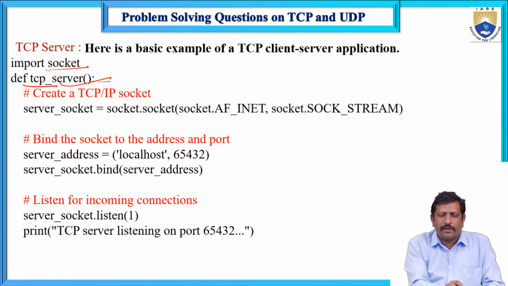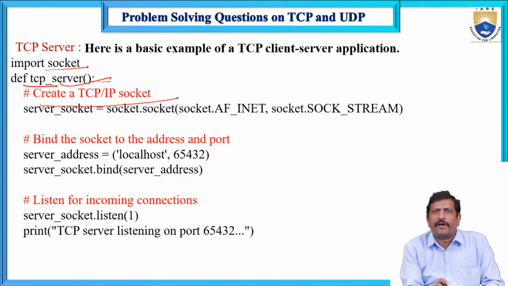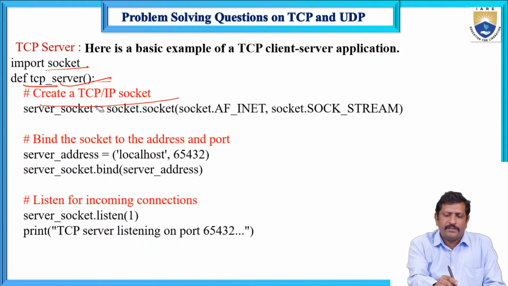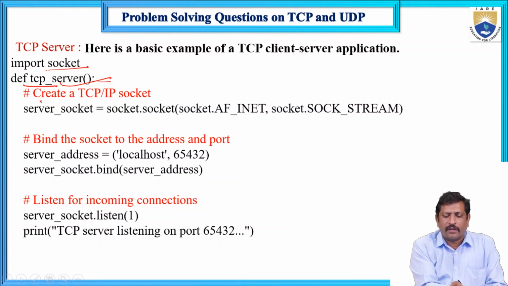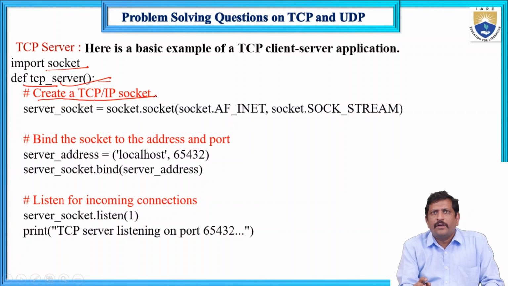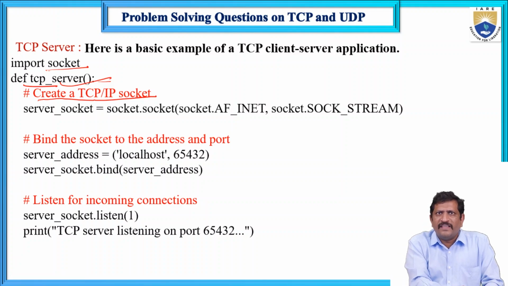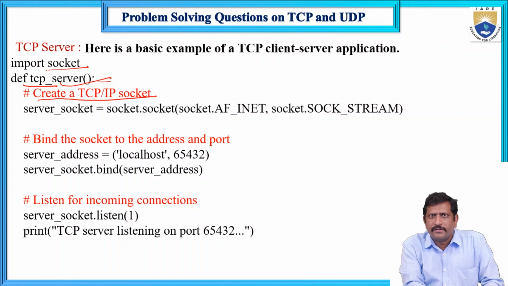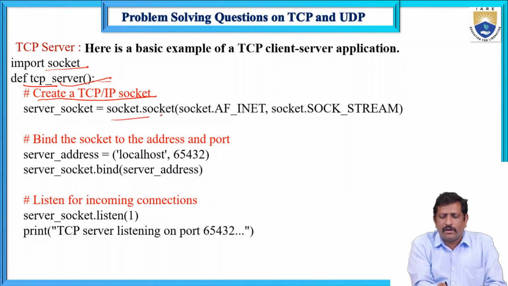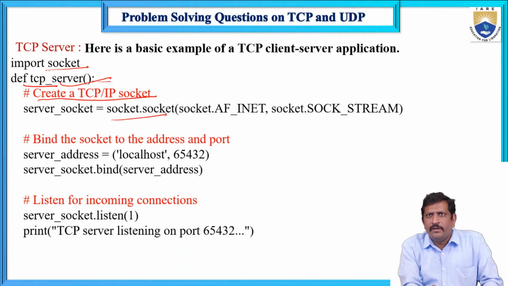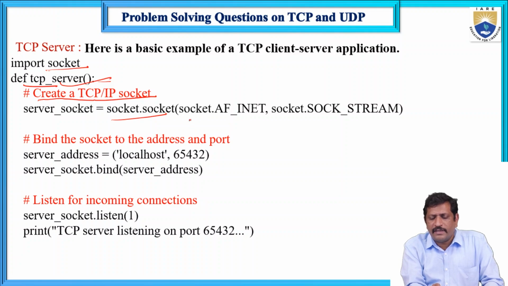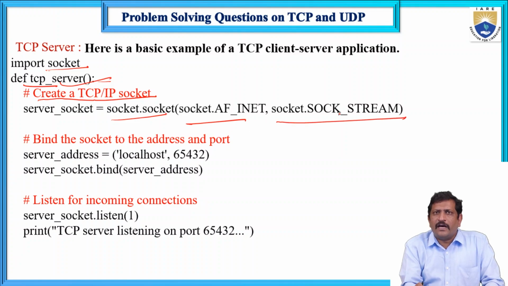For that, we have to create the TCP IP sockets. TCP IP stands for Transmission Control Protocol and Internet Protocol. So this is the server socket. The function is socket dot socket, and the arguments we can use are socket dot AF_INET and socket dot SOCK_STREAM.